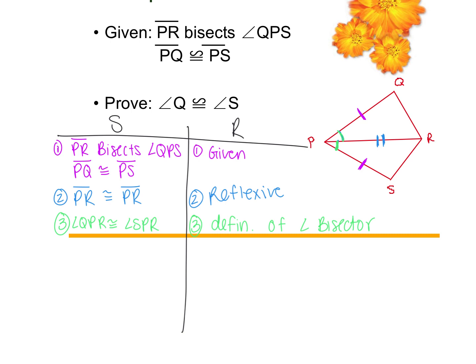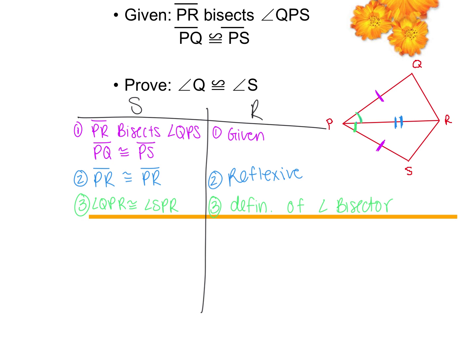What theorem? We just took a quiz on these. Which theorem am I going to use to prove that these are congruent? Good. Side angle side. So step 4, I'm going to put triangle QPR is congruent to triangle SPR by SAS. And because I proved that this is a congruent triangle, then I can go into my final answer.